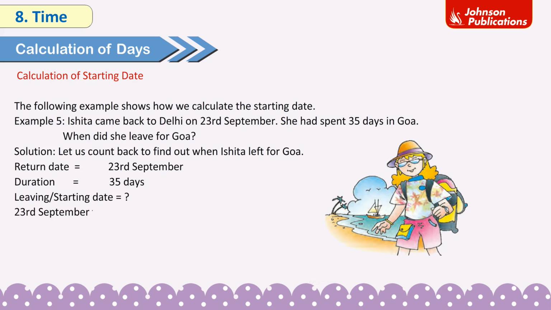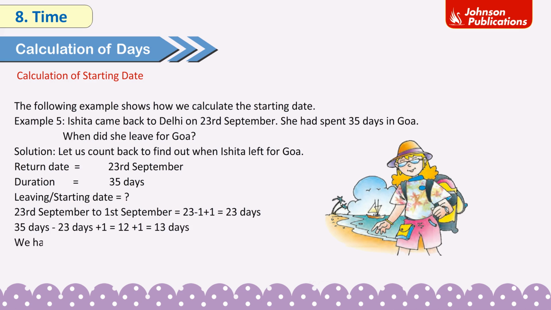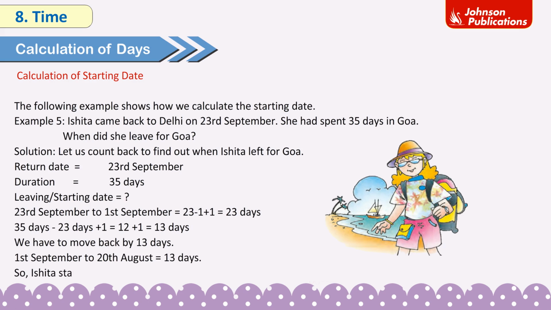23rd September to 1st September equals 23 minus 1 plus 1 equals 23 days. 35 days minus 23 days plus 1 equals 12 plus 1, 13 days. We have to move back by 13 days. 1st September to 20th August equals 13 days. So, Ishita started her Goa tour on 20th August. Answer.